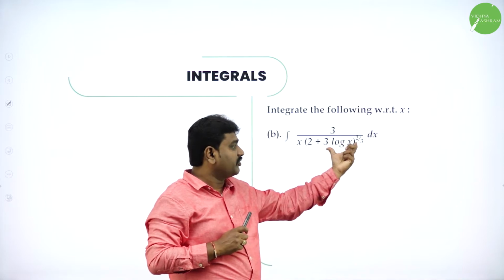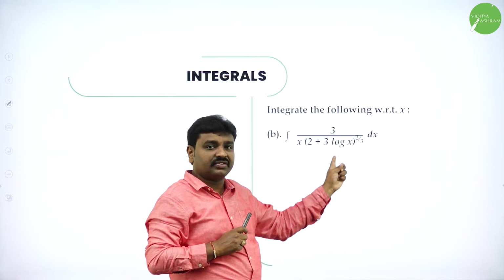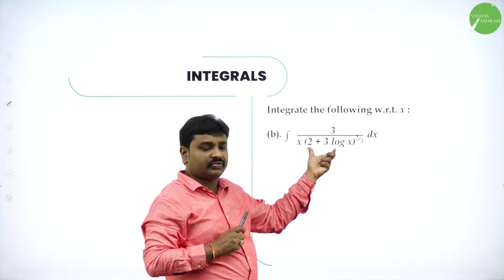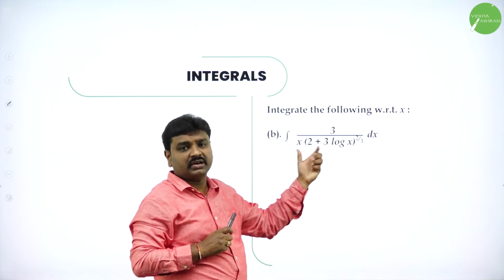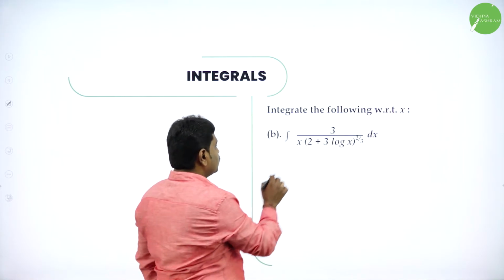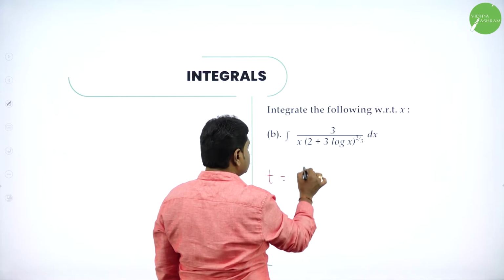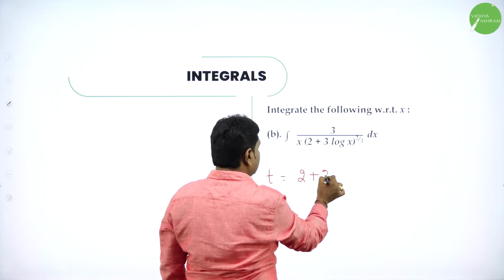See, this is in the form of index form, base power index. So in this base power index form, take the base as t. Try t as b, base. So I'll take t is equal to base. What is the base? 2 plus 3 log x.